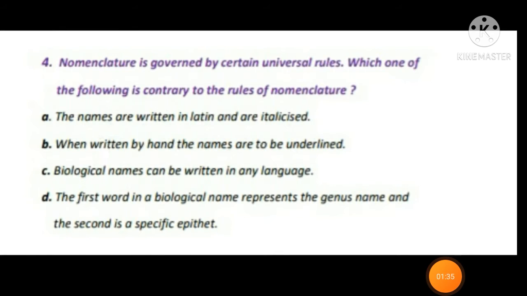Question 4: nomenclature is governed by certain universal rules. Which one of the following is contrary to the rules of nomenclature? Option A, the names are written in Latin and are italicized. B, when written by hand, the names are to be underlined. Option C, biological names can be written in any language. Option D, the first word in a biological name represents the genus name and the second is a specific epithet.